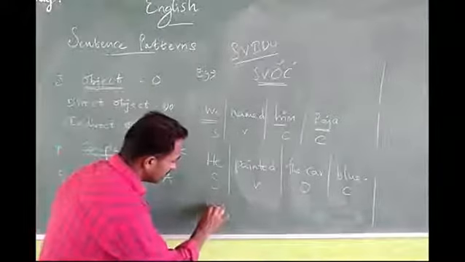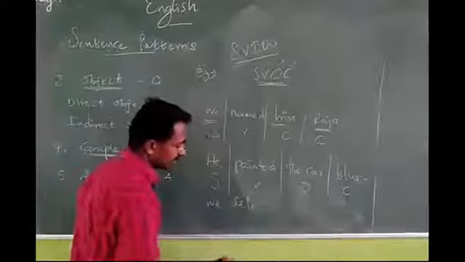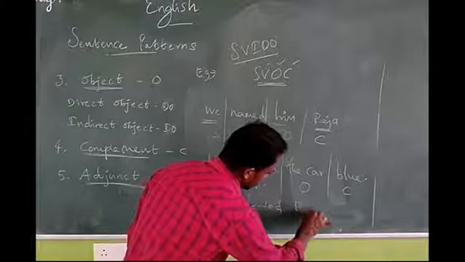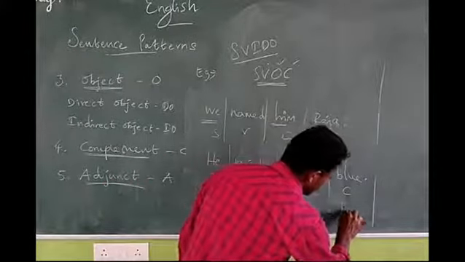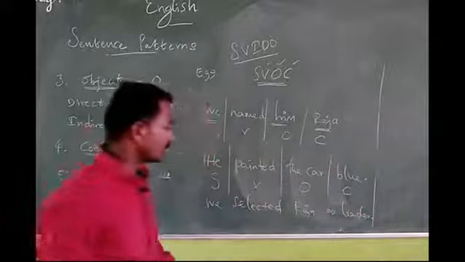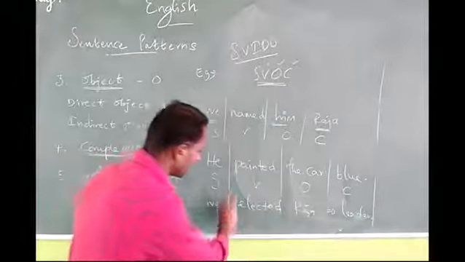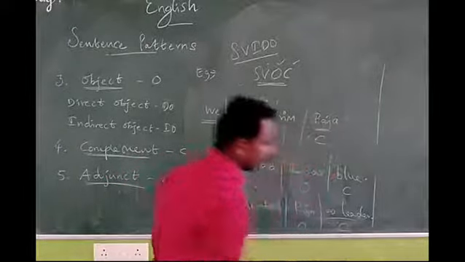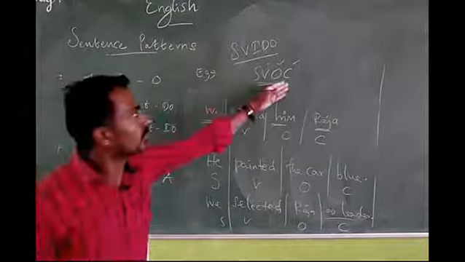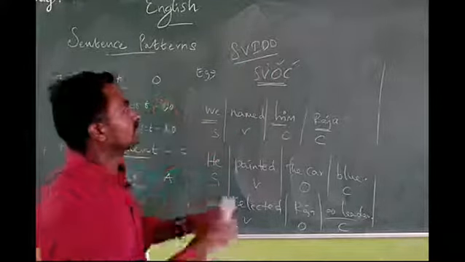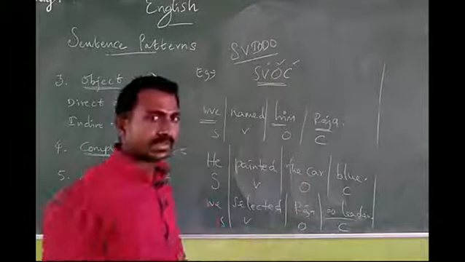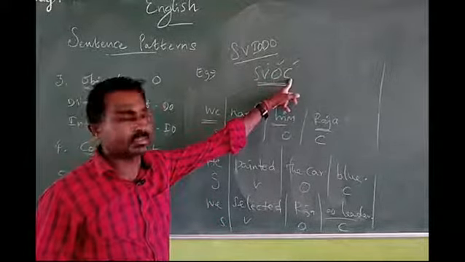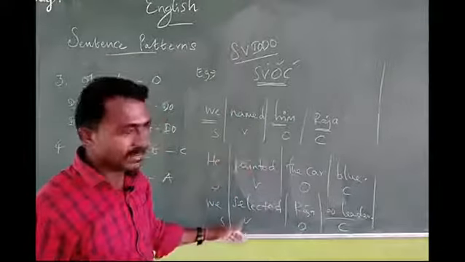For example, we selected Raja as leader. The same thing. Subject plus verb plus Raja is the object, and the selected word is a complement. This is the way. S V I O, developments to whom, to what? S V I O and D O, we can easily identify here. S V O C, object plus complement. The sentence is given on the board.